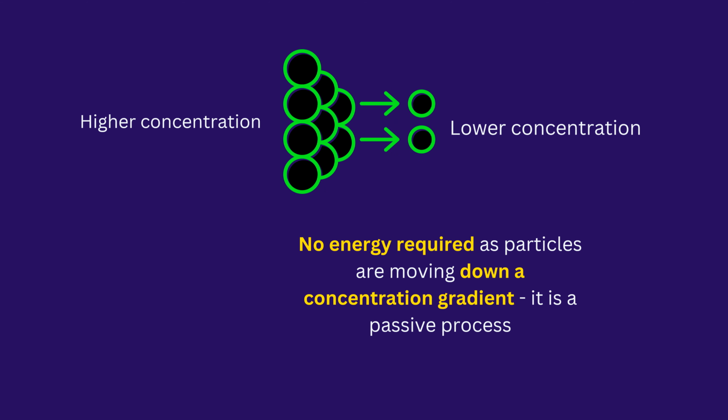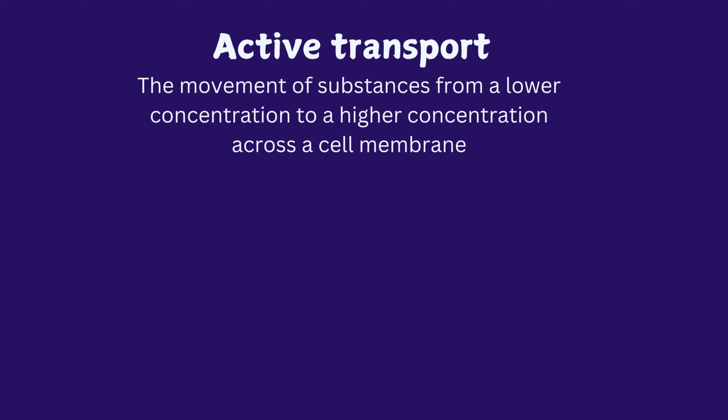Last thing about diffusion, no energy is required for this process, as the particles are moving down a concentration gradient, meaning it is a passive process. So no energy required. Active transport is the movement of substances from a lower concentration to a higher concentration across a cell membrane. This process happens across a cell membrane because the proteins that are embedded in the cell membrane are responsible for moving these substances from lower to higher concentration.